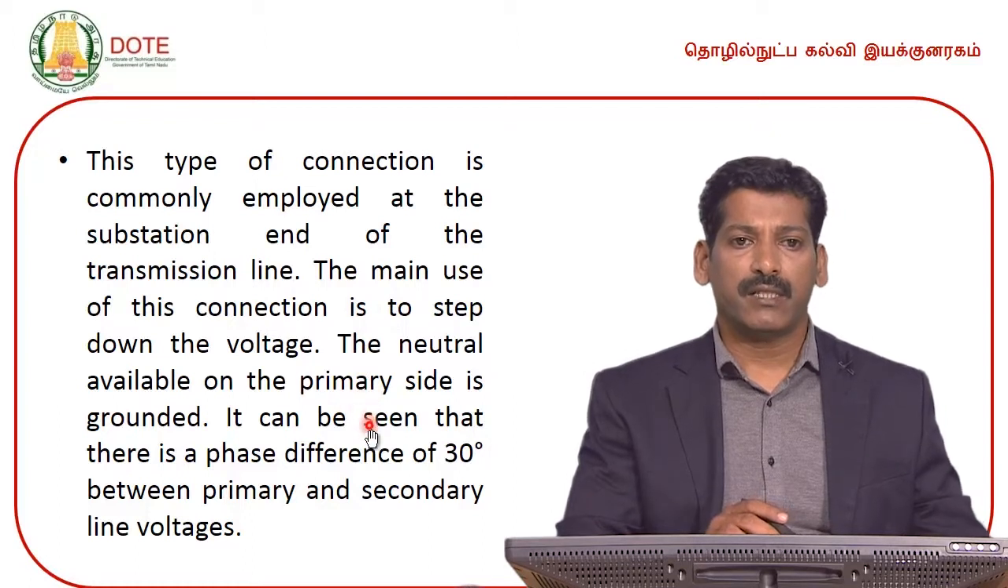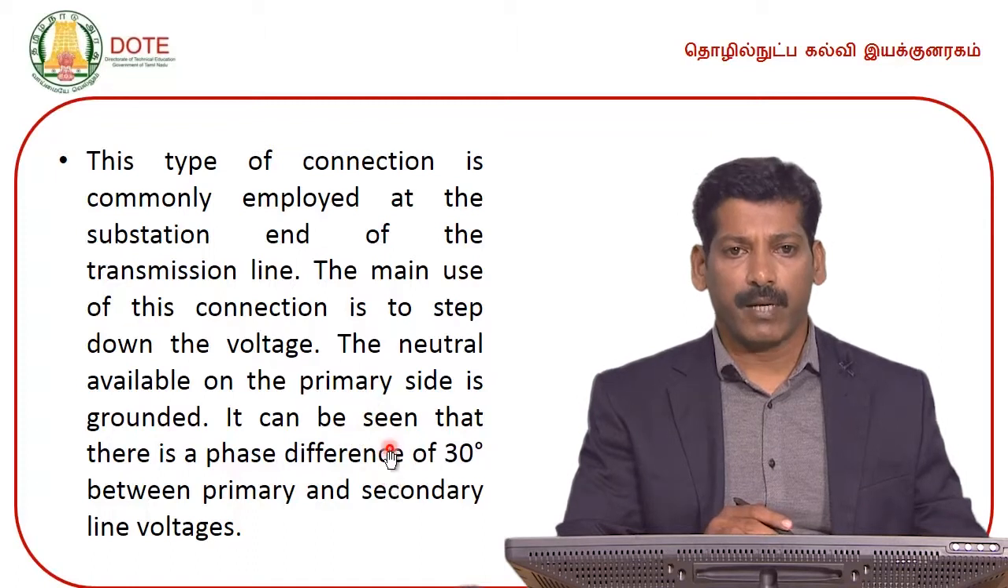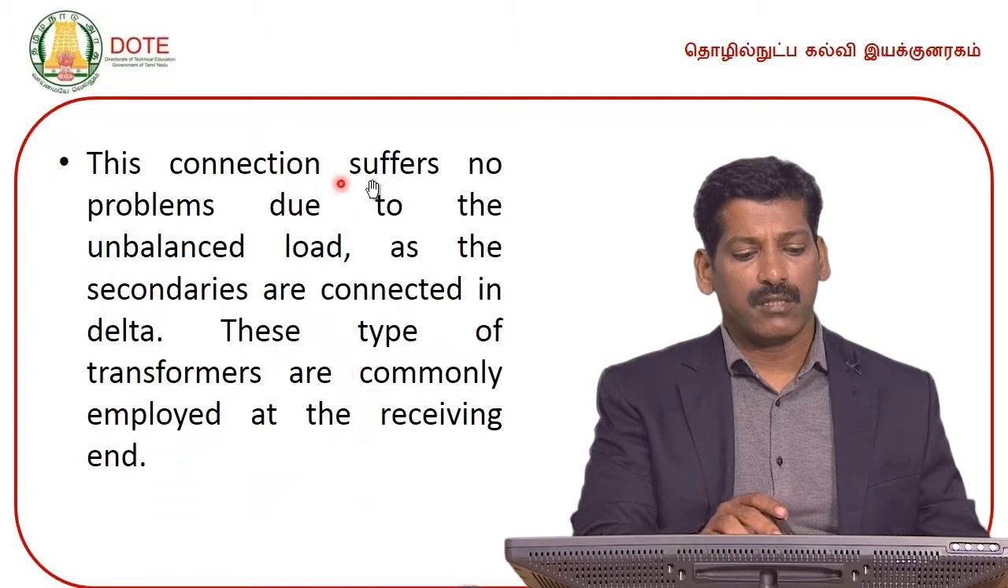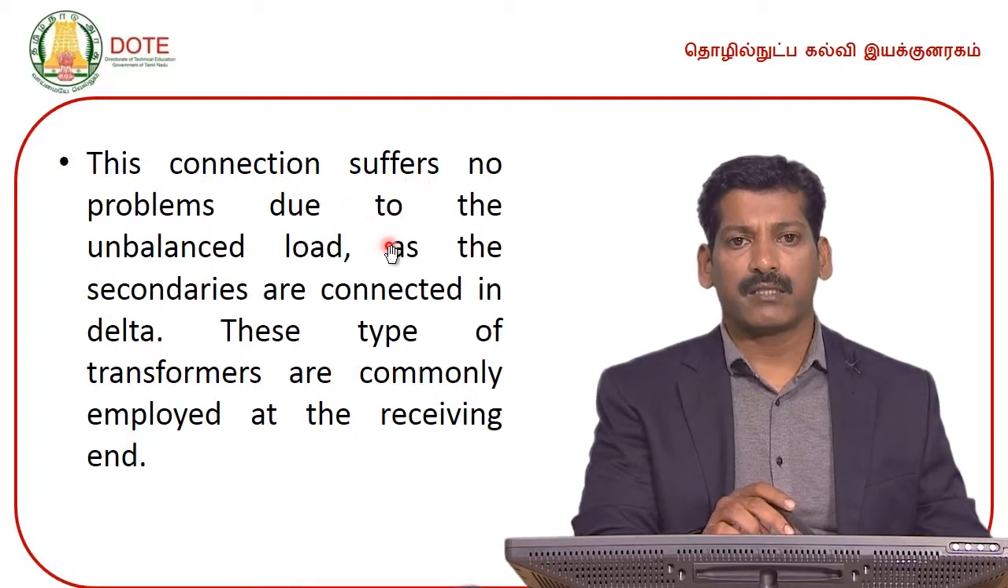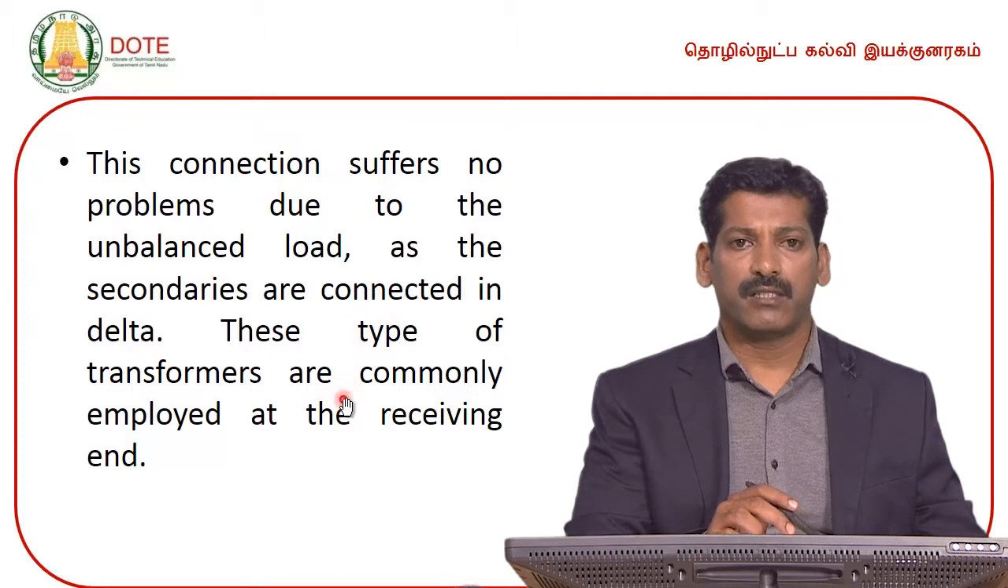It can be seen that there is a phase difference of 30 degrees between the primary and the line voltages. This connection suffers no problems due to the unbalanced load, as the secondaries are connected in delta. These types of transformers are commonly employed at the receiving end.